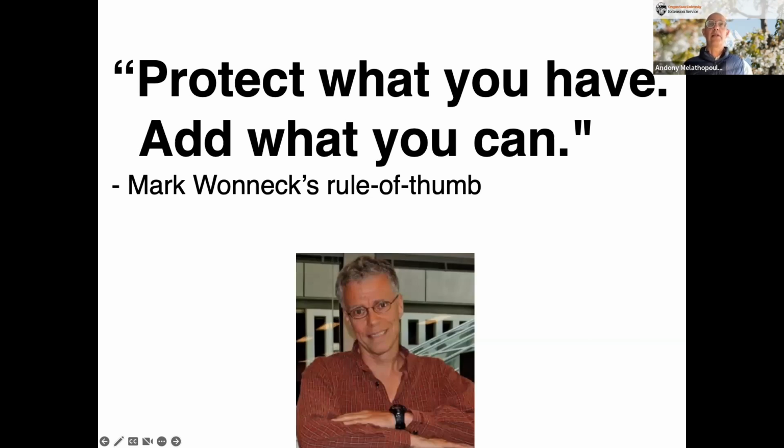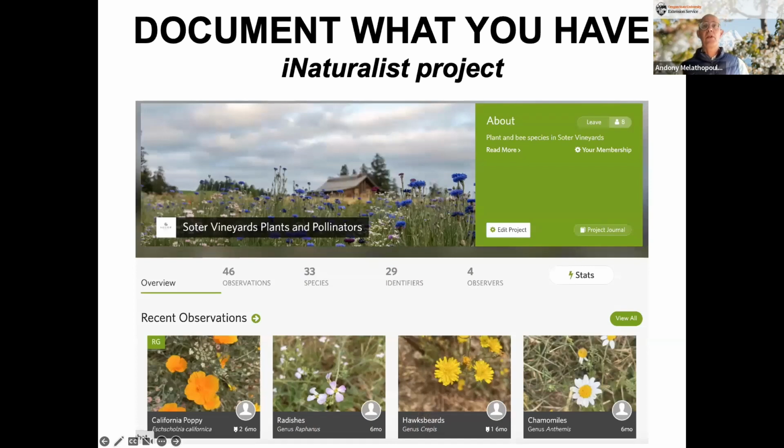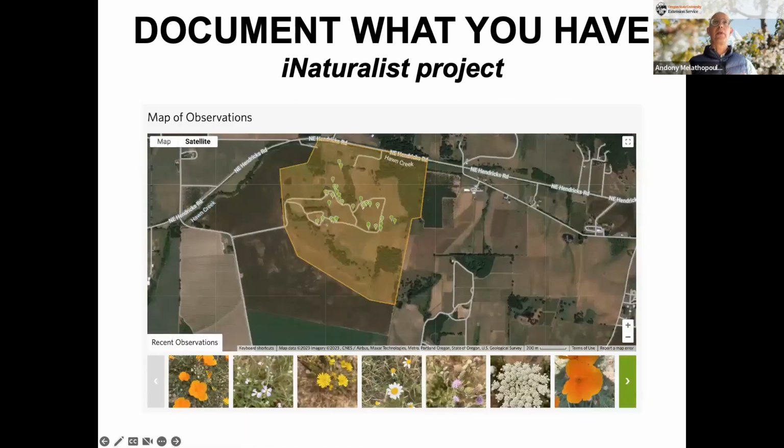Now, the translation of this rule of thumb into practice is something that we started to do with vineyards out in the Willamette Valley, where we had each of the vineyards create an iNaturalist project and then had them go through their property, taking pictures with this smartphone app to document the plant diversity. So you can see here, Soder Vineyard, they've got a total of 33 species of plants in their first year of doing this. We don't know what those plants are, whether they're good for bees. We just know they're plants.